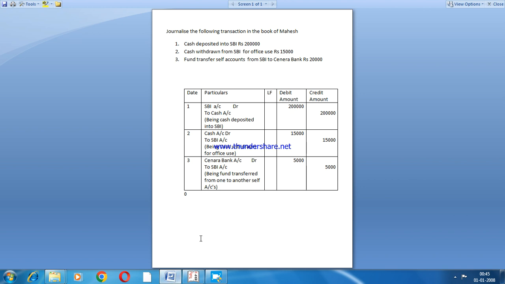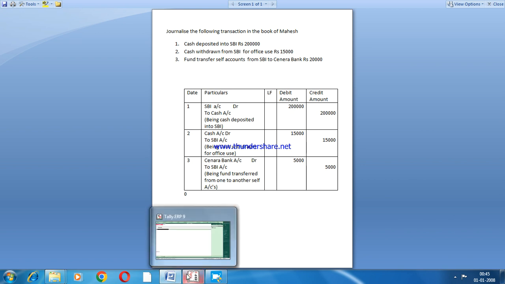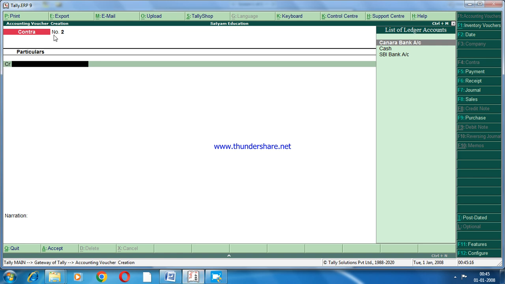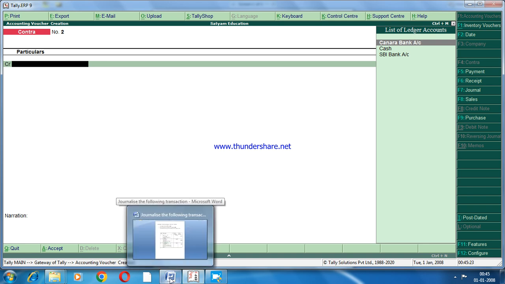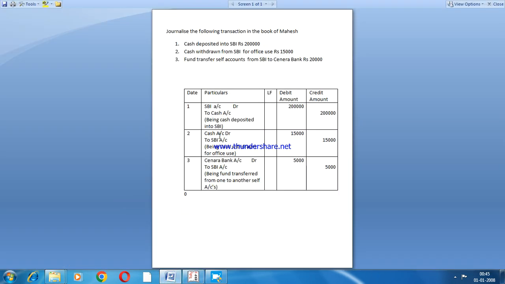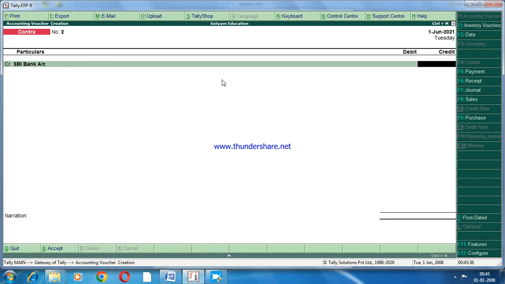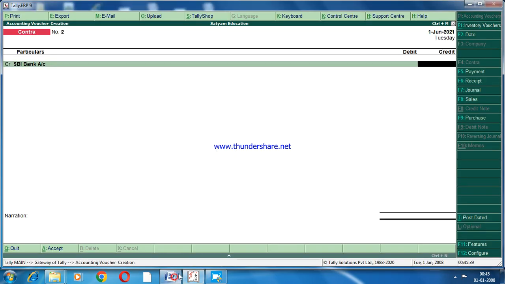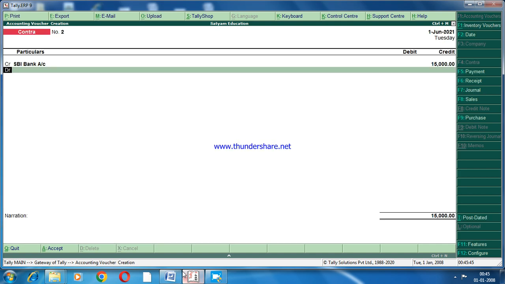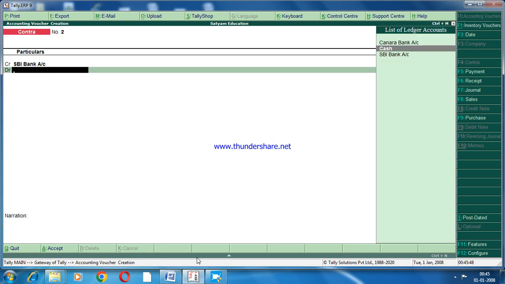And go to the second one. The second one is cash account debit to SBI. Here we are going to withdraw money from the SBI account. The amount is 15,000. Here is voucher number 2. I am going to enter the second transaction. When we withdraw, the cash comes into the organization. So cash account debit to SBI account. Here credit SBI, the amount is 15,000, and debit cash.